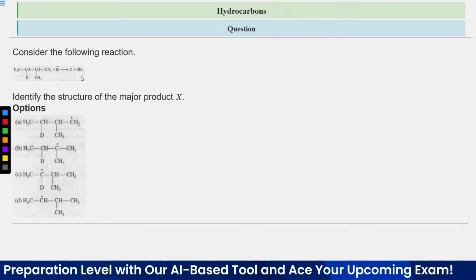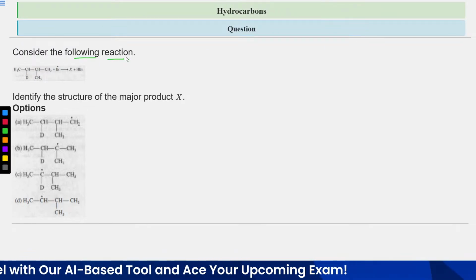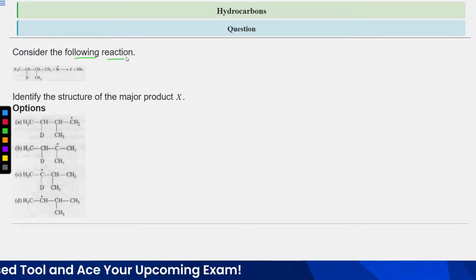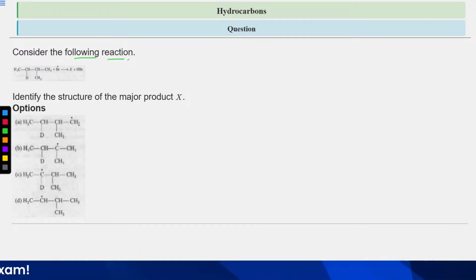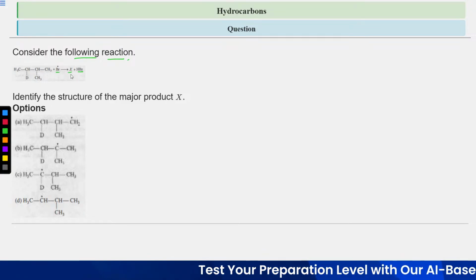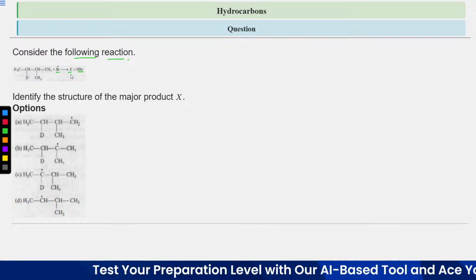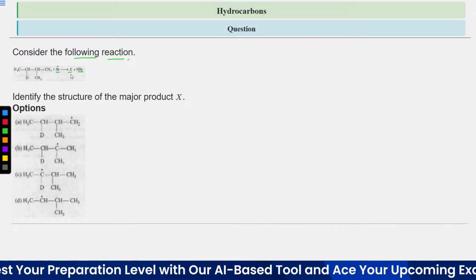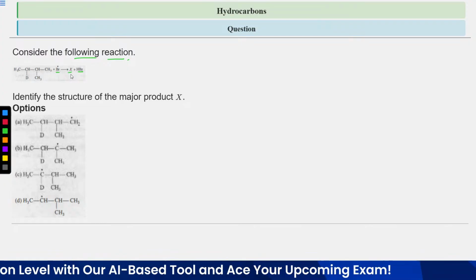Consider the following reaction. We have a reaction given where you can see there is CH3, CHD, CH3, CH3. And this compound is reacting with the bromine free radical, giving us X plus HBr molecule. We have to identify the structure of major product X.